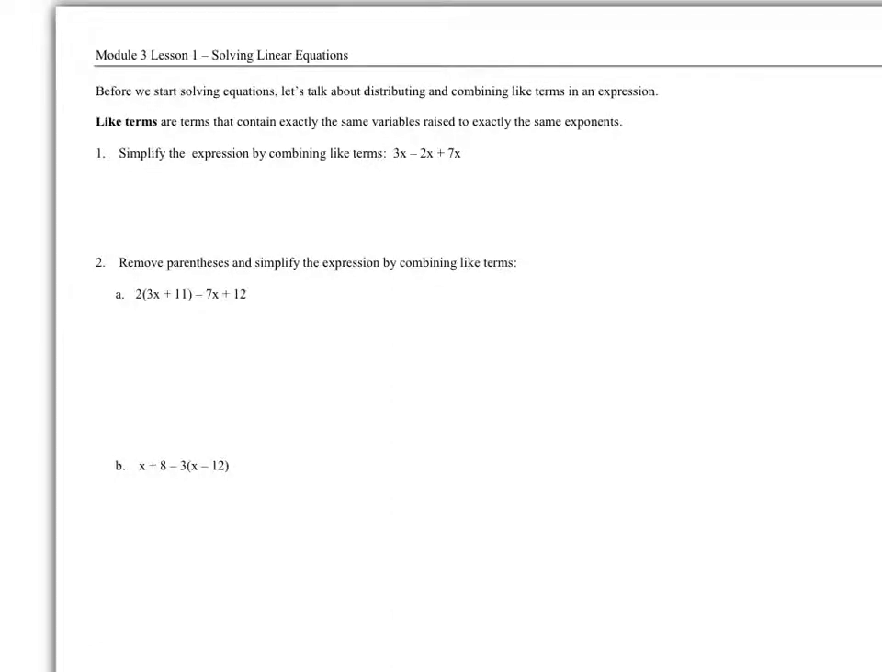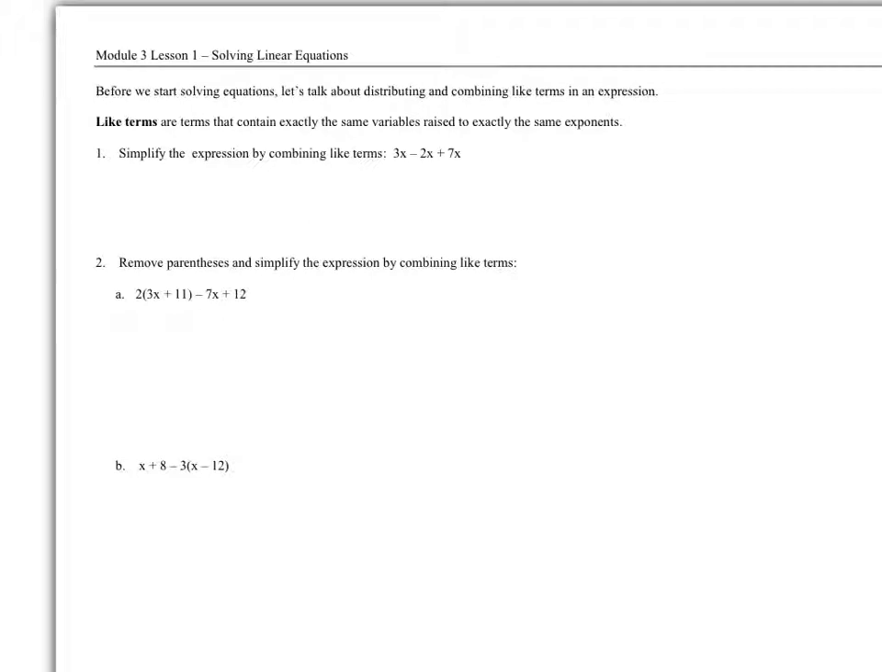This is Module 3, Lesson 1. We're going to be talking about distributing and combining like terms in an expression. So let's talk about what they are. Like terms are terms that contain exactly the same variables raised to exactly the same exponents.